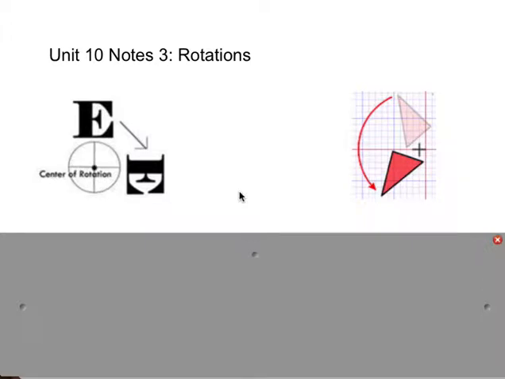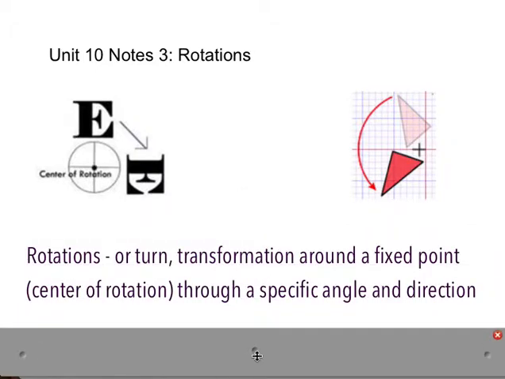This is Miss Humbert here, and today we're going to be doing Unit 10, Notes 3. We're going to be talking about rotations. So if you take a look at rotations, here's what a rotation is, and I suggest you get this jotted down.